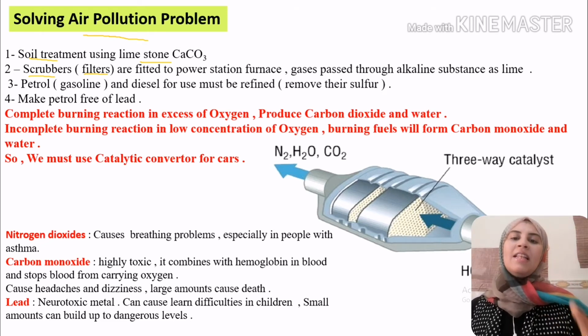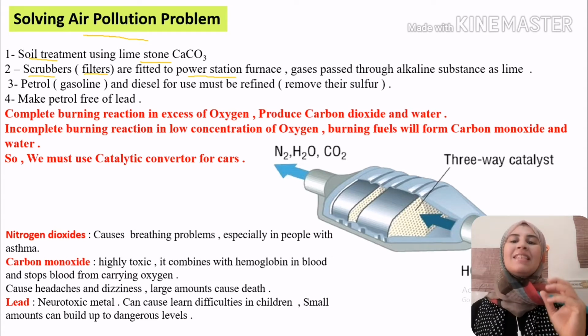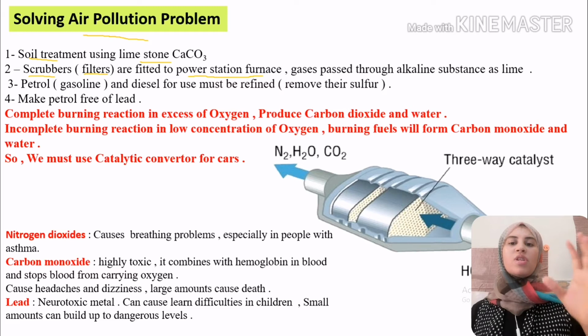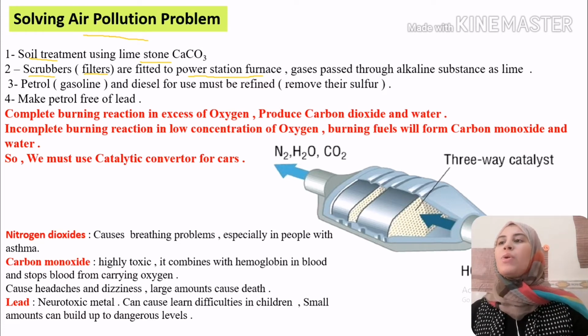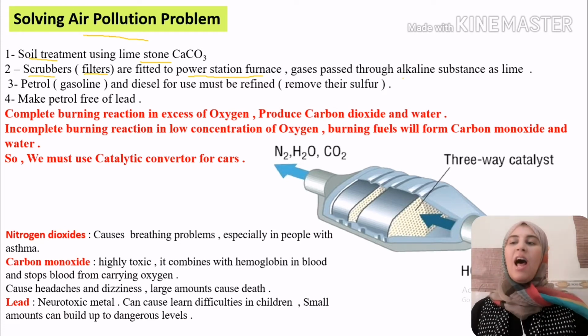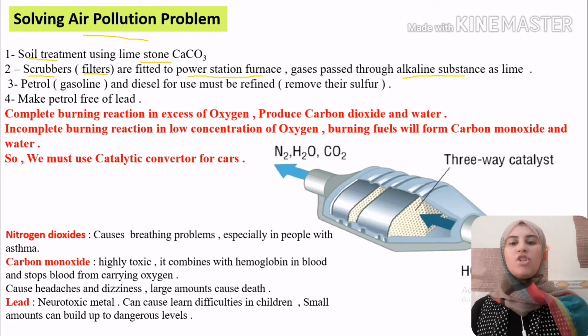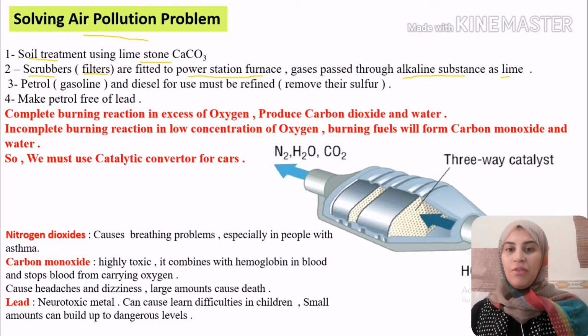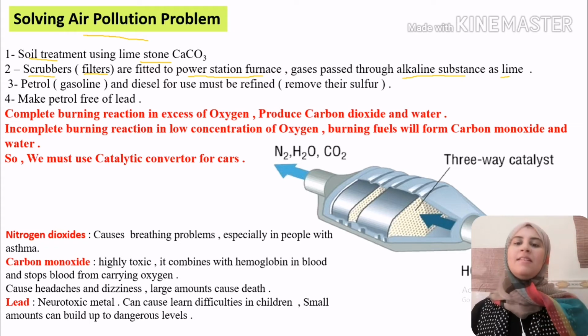They are added in factories, power stations and blast furnaces because the gases contain sulfur dioxide, which will be neutralized. They will neutralize all acidic gases like sulfur oxides, so they will be treated by an alkaline substance like lime. Lime is an alkaline substance found in the scrubbers and filters. It will neutralize the acidic gases.